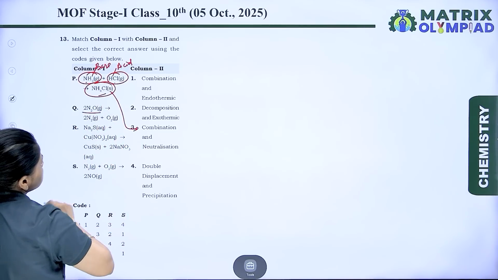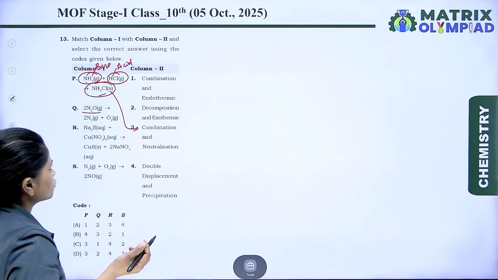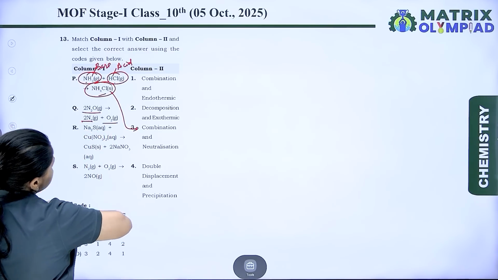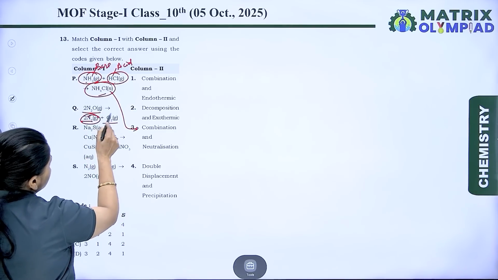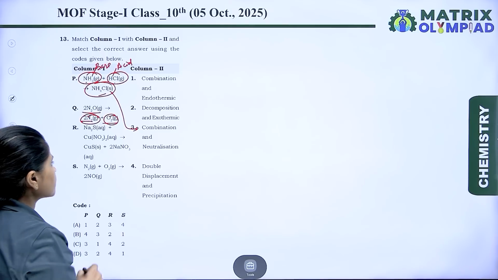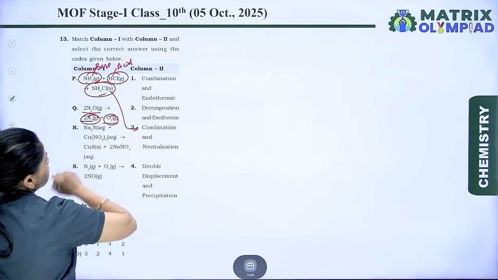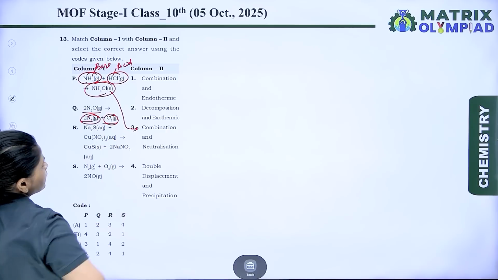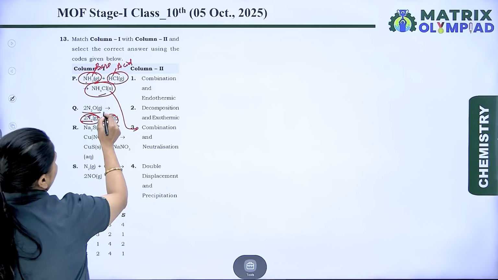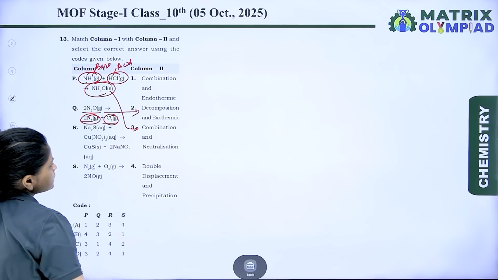Now dinitrogen oxide, this is a single molecule. After decomposition it forms two products, that is nitrogen and oxygen. So the dinitrogen oxide is decomposed, and this is called a decomposition reaction, and a lot of heat is evolved during this process, so it resembles the second.